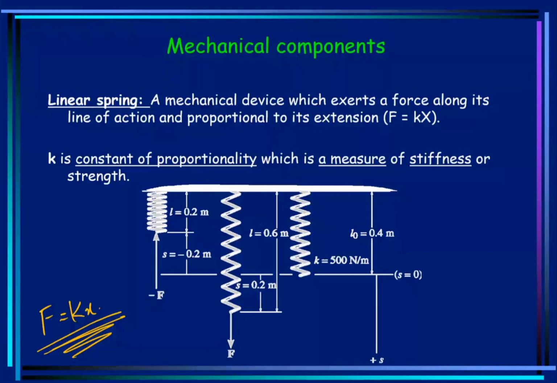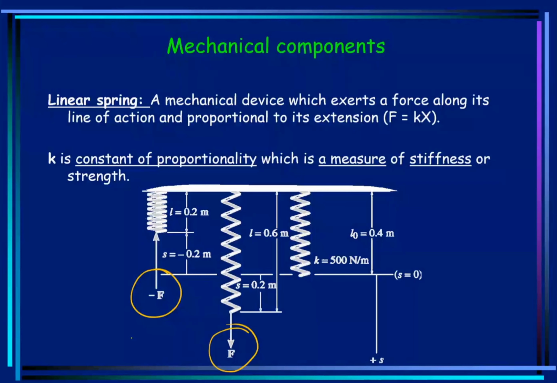F equals minus kx. So you know F equals kx. Okay, so for a linear spring, its force is equal to kx, where k is the proportionality constant of the spring, and x is the change in displacement from its original length. We won't go into the detail, but you know that if it's being compressed, you know the direction of force, and if it's been pulled, you know the direction of force.